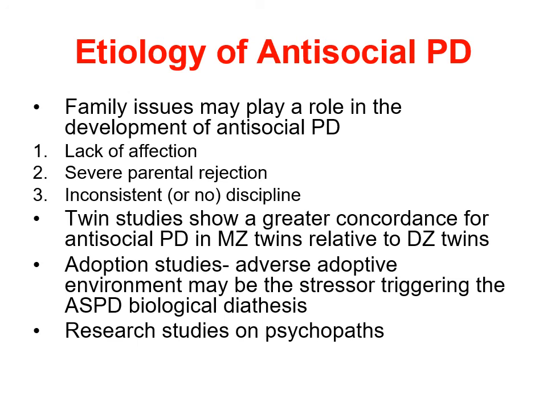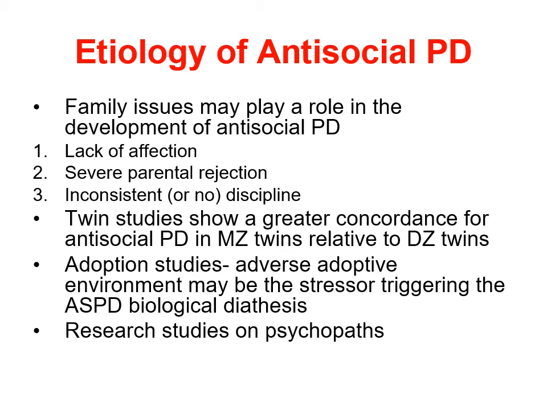The cause, the etiology, tends to be a developmental type of sequence. We tend to see that early on this personality disorder is going to evolve based upon some things that happen in their early childhood. So things like lack of affection, severe parental rejection. They would have inconsistent or no discipline whatsoever. When we've looked at twin studies, they can show a greater concordance for antisocial personality disorders in male twins versus female twins, or in maternal twins versus paternal twins.